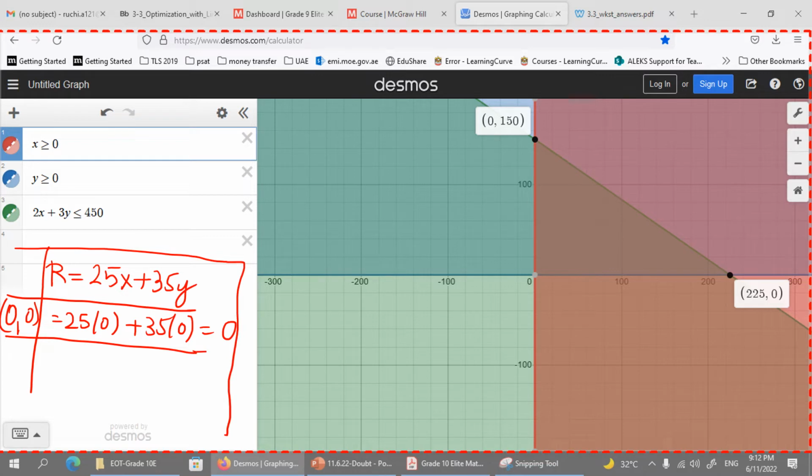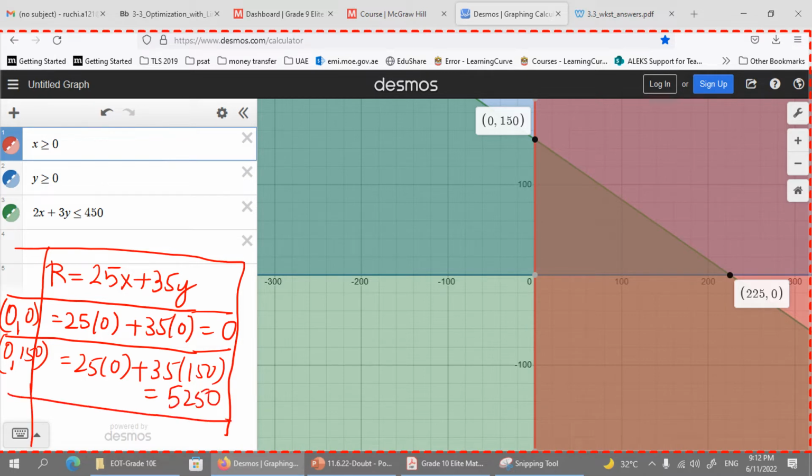So let's complete the table. Next point was 0, 150. At this point also, x is 0, only the y value is given, 150. So this will come out to be 35 multiplied with 150, which is 5250. The last point is 225, 0. So x is 25 multiplied with 225 plus 35 with 0. Let's calculate this value also. 25 multiplied with 225 is coming out to be the maximum value, 5625.